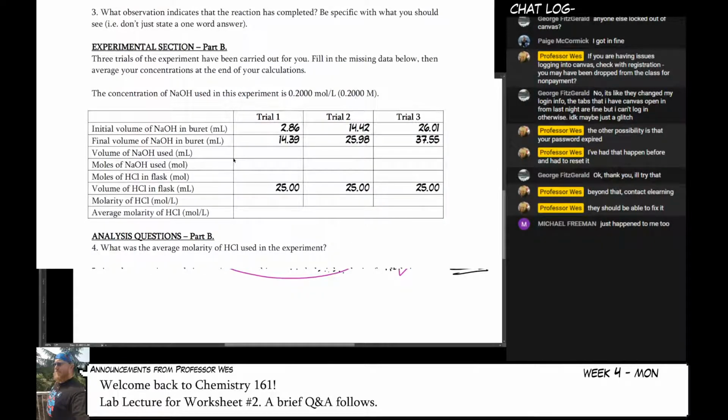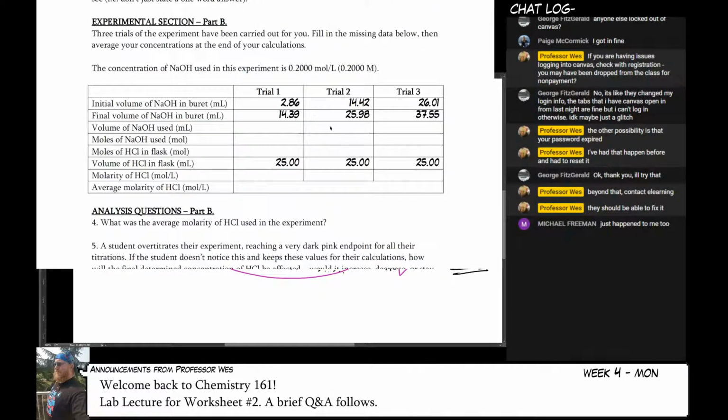You're going to get a bunch of data. Here's my start point on the burette. Here's my end point, so you know what volume was used. These are all in milliliters, so be mindful of that. Remember that molarity needs liters, so you're going to have to do some conversions. Once you know the number of milliliters you used, you know the number of moles that you used, because I told you its concentration up here. Once you know the number of moles of sodium hydroxide, you know the number of moles of HCl. I use 25 milliliters. You can get the molarity and then calculate an average. Should be really straightforward, as long as you don't get lost in the numbers.